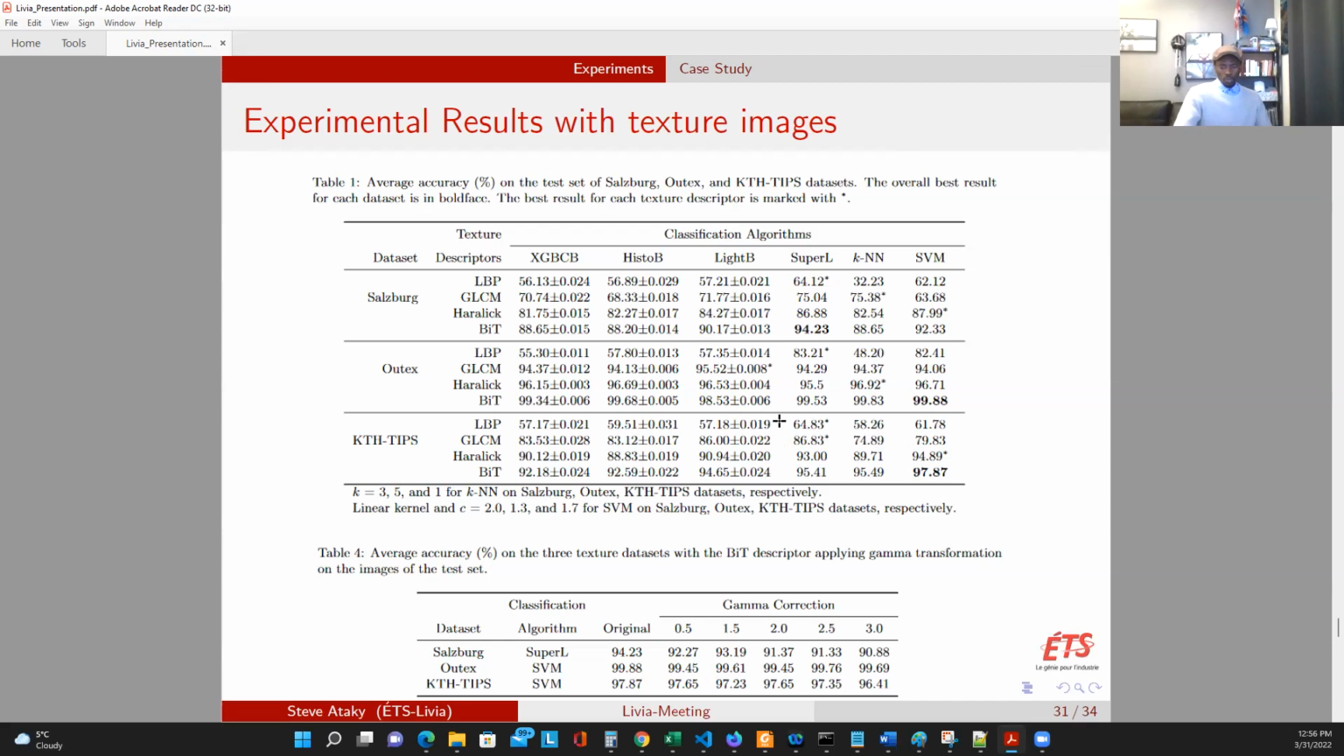But what we also wanted to show is that BIT performs well regardless of the intensity variation. So we applied gamma correction to the testing, to the test set. So here we only compare. Oops, it is giving this.